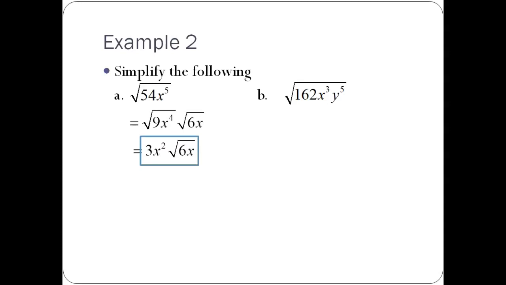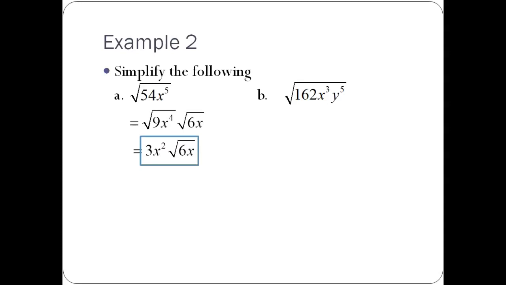All right, let's look at the second one here. The square root of 162, x cubed, y to the fifth. So the same process here. We want to take each part and see if we can find any perfect squares that are factors. So look at the 162 and see if we can find any factors of 162 that are perfect squares. In this case, 81 is a factor of 162. That's a perfect square.